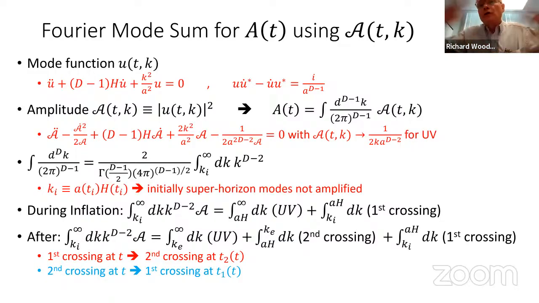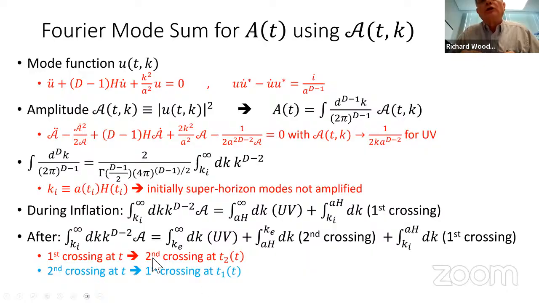Those would not have been amplified, so we're just setting those to 0. And then during inflation, we rewrite that as a part which is in the ultraviolet that has still not undergone first horizon crossing, plus a part which has undergone first horizon crossing. After inflation, we break it up into 3 parts: an ultraviolet part, a part which has undergone first horizon crossing and second crossing, and then a part which has undergone only first, which is still only first crossing.